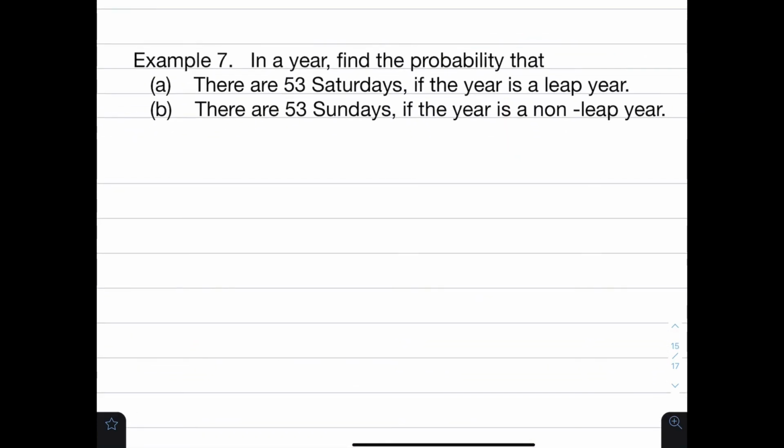Example number 7. In a year, find the probability that there are 53 Saturdays if the year is a leap year, and second, there are 53 Sundays if the year is a non-leap year. Do you know what a leap year is? A leap year is one which has 366 days. Normal years have 365 days. A leap year has one extra day. So total number of days is 366.